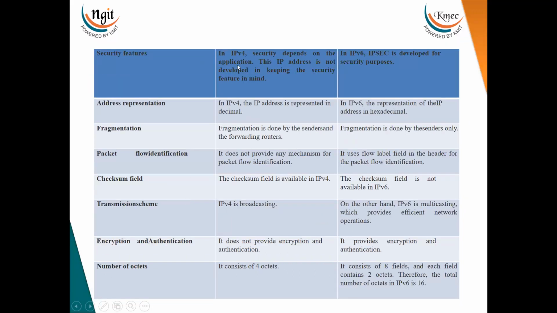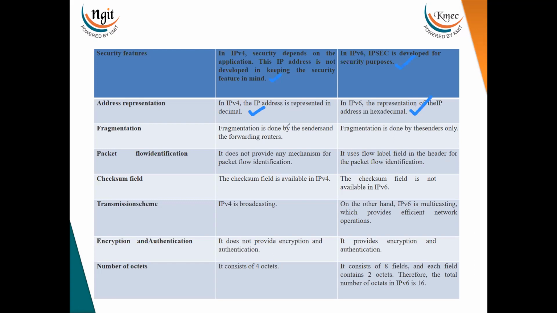In IPv4, the security depends on the applications. The IP address was not developed with security features in mind. IPv6 was developed for security purposes. With IPv4, the IP address is represented in decimal, while in IPv6 it is represented in hexadecimal.